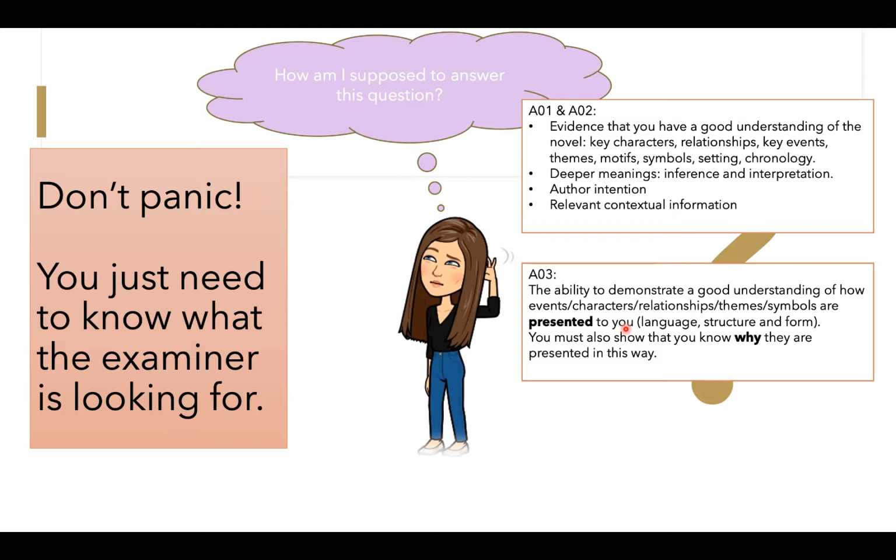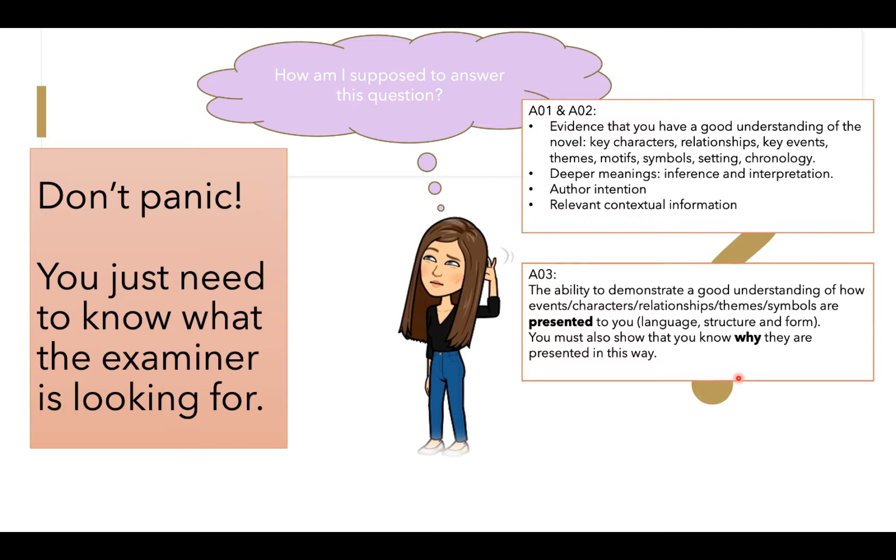In terms of the structure, how events are presented, how they develop, how characters develop, at what point in the novel a particular event occurs and why. And the form, remember it is a novel, we do have Gene as a narrator. That also counts as form, how events are relayed to you via Gene and what the implications of this are. And you must also show that you know why they're presented in this way.